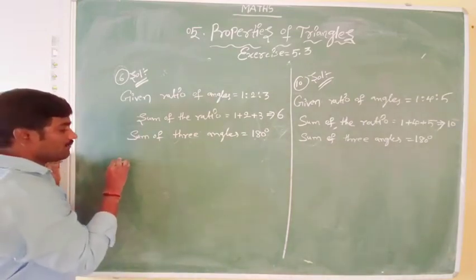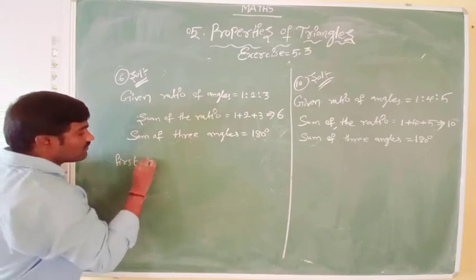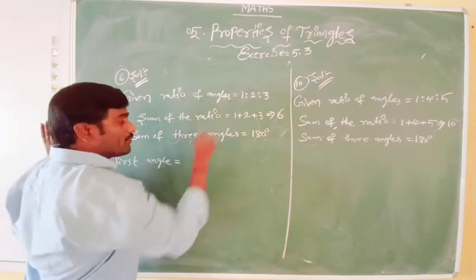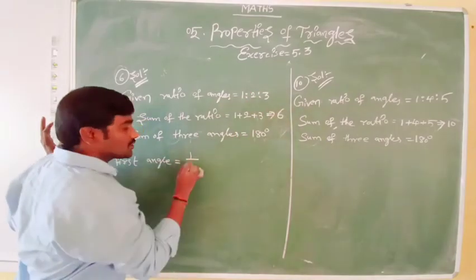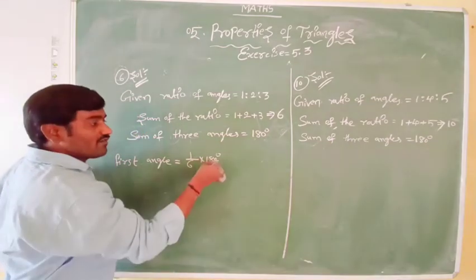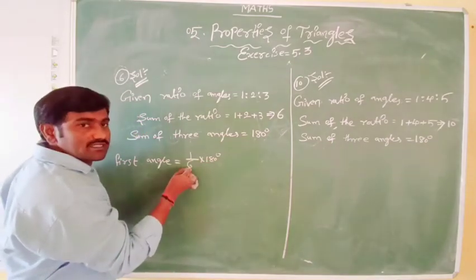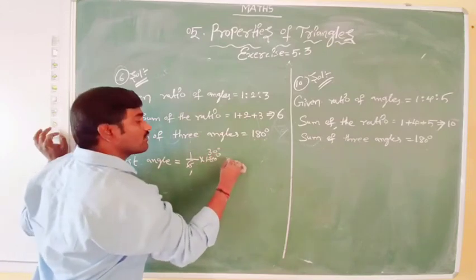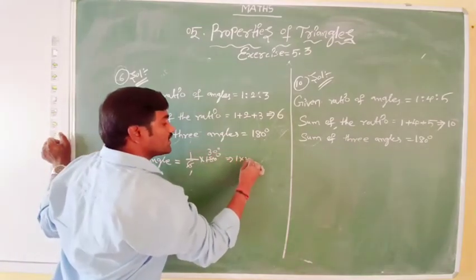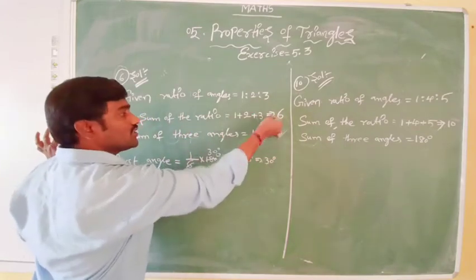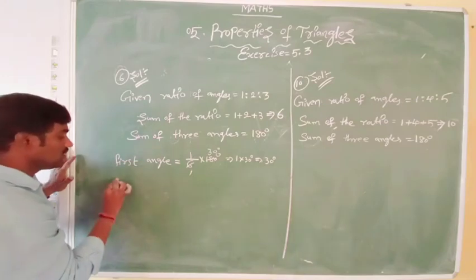The first angle took only one part out of 6 parts, from the total 180 degrees. So 6 times 3 is 18 and 0. That equals 1 into 30 degrees, which is 30 degrees. It is the given ratio divided by the sum of the ratio, into 180. Simple.